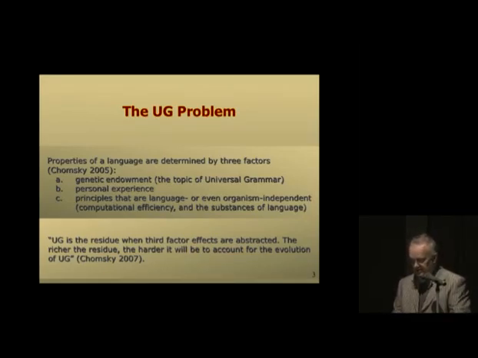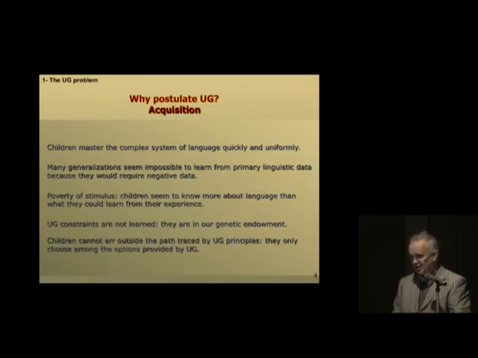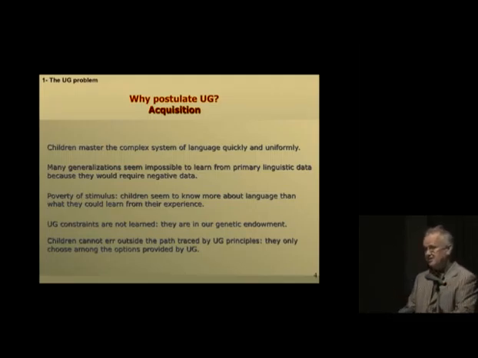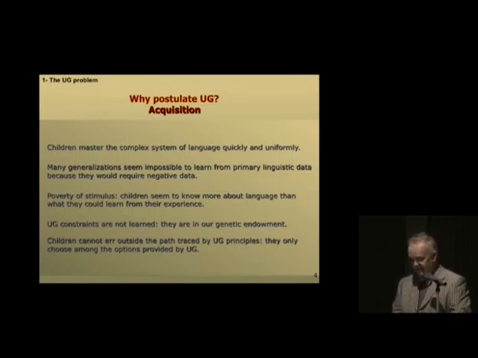So, since UG presents a problem, why introduce it? Well, of course, we all know that it's historically for reasons of acquisition, to try to explain acquisition. I'll go over the argument very briefly because we all know about it. Children master the complex system of language quickly and uniformly. Many generalizations seem impossible to learn from primary linguistic data because they would require negative data.